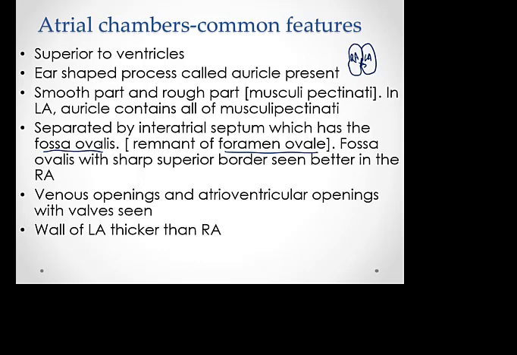Whenever you're doing any chamber, you must always know special features, and you must know what openings are seen in that chamber. Because atria receive veins, you will see venous openings in each chamber. There may be one vein opening, there may be four, there may be separate openings. You must know that. And plus, because the atria send blood into the ventricles, you have the atrioventricular openings with valves. And the left atrial wall is actually thicker than the right atrium. So let's take a look at that.